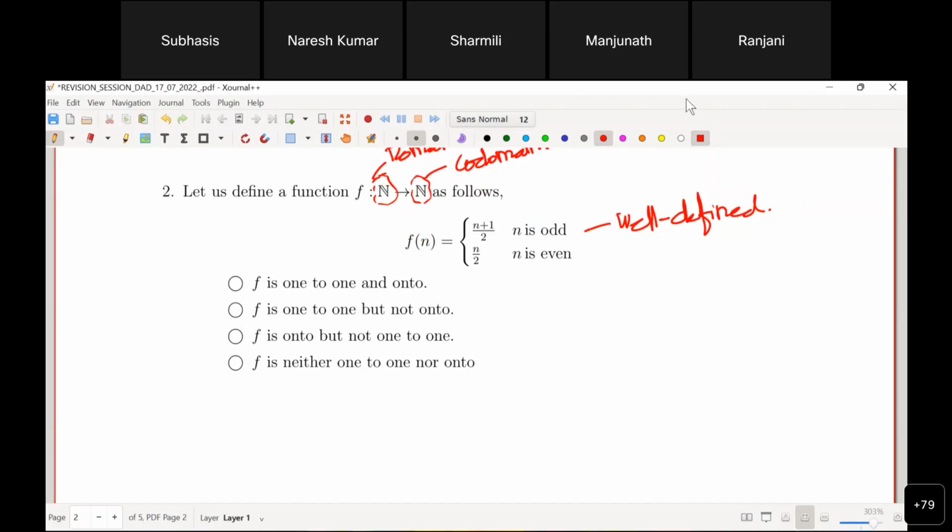Yeah, we can start. What we can do is we can just start listing out the numbers from 0 onwards. Okay, so as you can see, what is f of 0? So basically n starts with 1, 2, 3, 4, 5.